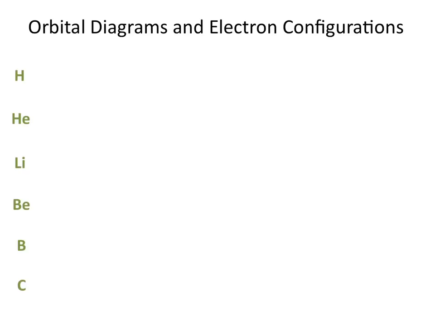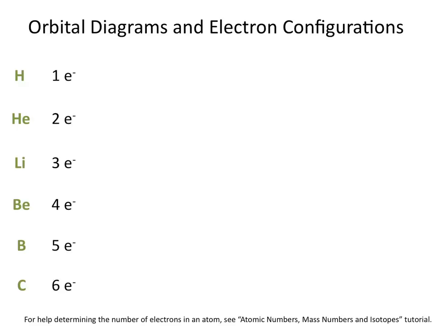Let's start by drawing out the electron configurations for the first 6 elements on the periodic table. Hydrogen has 1 electron, helium 2, lithium 3, beryllium 4, boron 5, and carbon 6 electrons. So for hydrogen, we need to diagram 1 electron. You always start with the 1s subshell. 1 denotes the energy level, and S denotes the subshell. So we'll draw the electron like a half arrow.